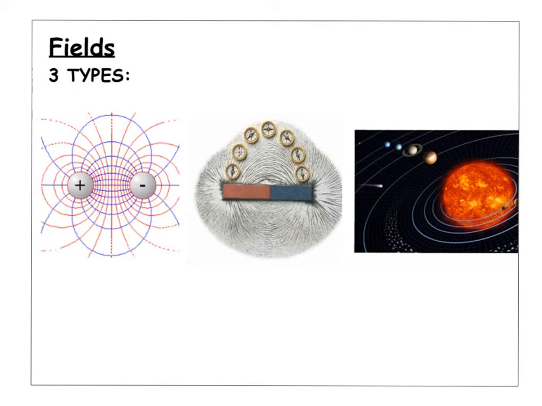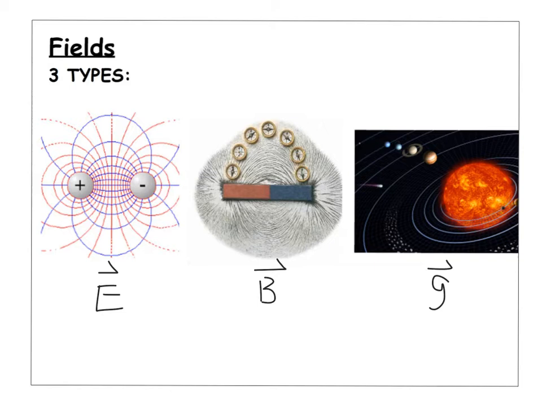This week we're going to be talking about fields, and we're specifically going to be talking about electric and gravitational fields. Now, there are 3 types of fields that we're going to talk about in Science 30. This week we're going to talk about electric fields and gravitational fields, and next week we're going to talk about magnetic fields. Now, fields explain how forces interact over a distance.